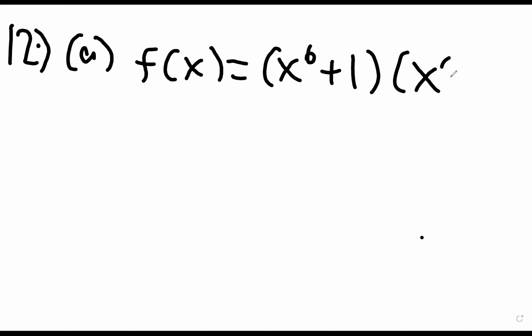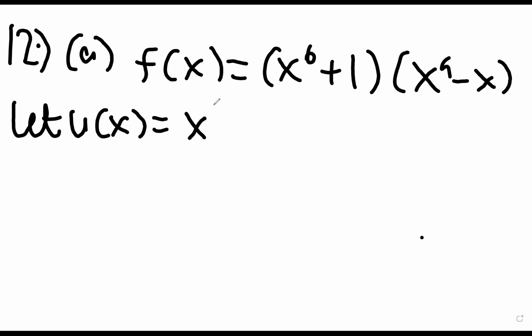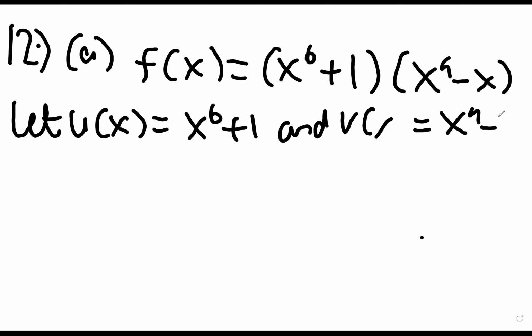Actually, we can expand this and then find the derivative by the power rule, but this time, let us use the product rule for finding the derivative. So of course, we can write this as u of x equals x to the power 6 plus 1, and v of x equals x to the power 4 minus x.